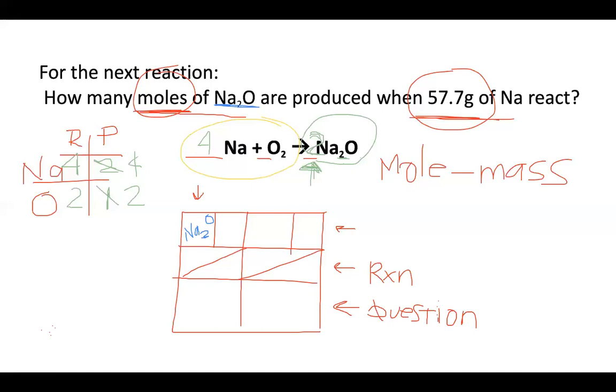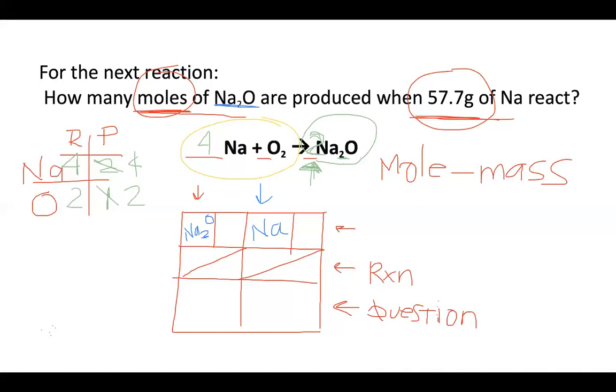I'm going to skip this next box. And in here, I'm going to write the second element or compound that appears in my question. In this case it is sodium. In the 2 empty boxes, I'm going to be writing the molar masses of sodium oxide and sodium.